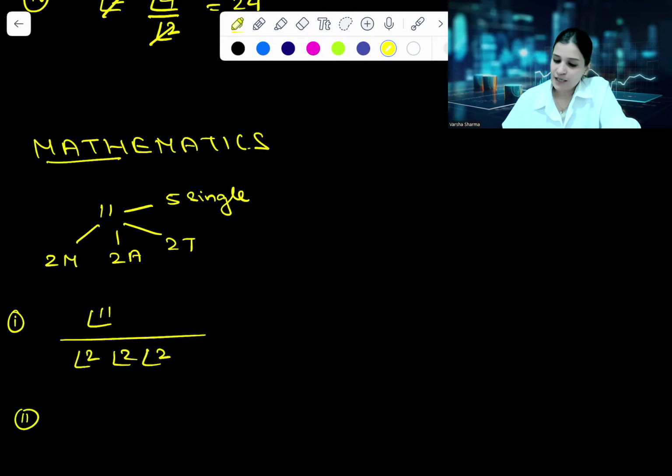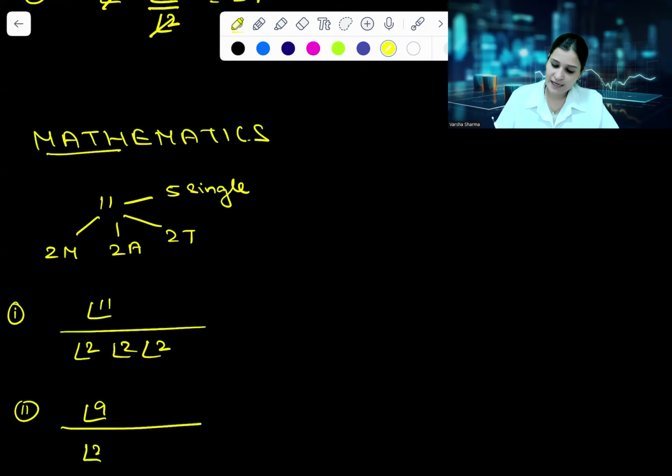Second, starts with M, ends with M. So the first place and the last place can be filled in one way. Put M there. So the remaining 9 places, so 9 factorial. In those 9, I have 2 A's and 2 T's. Understood? Everybody clear?